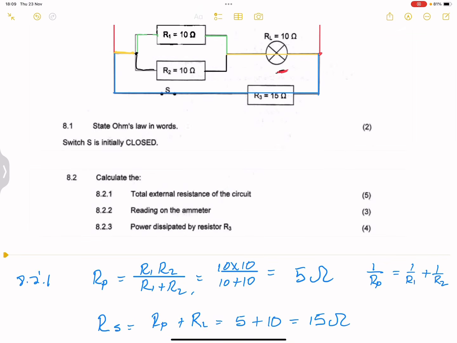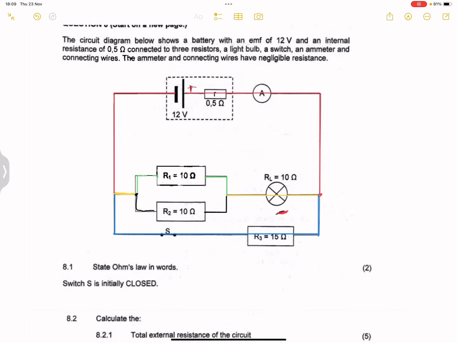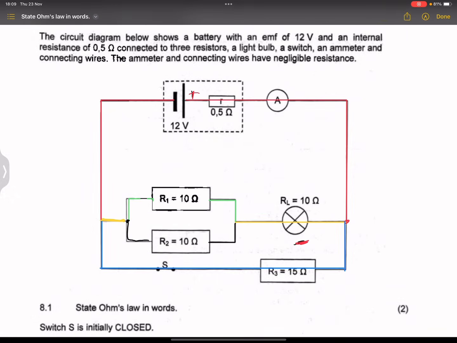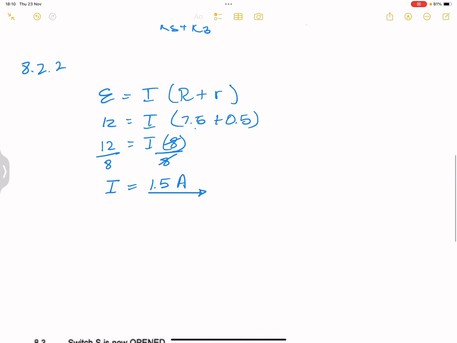So the next question, they say the power dissipated by resistor R3. All right, so now we have to find out what is the voltage. We can either find the external voltage in this case, or, and by the way, if we found the external voltage, it would be the same voltage across R3, or if you wanted to, you can find the current that is moving across R3, and you can use that current there, right?